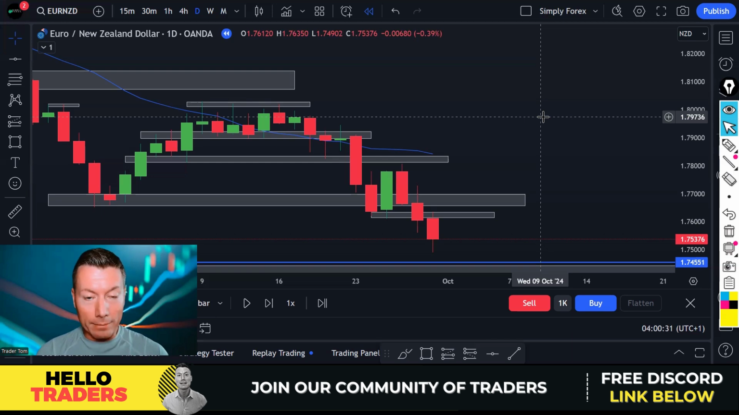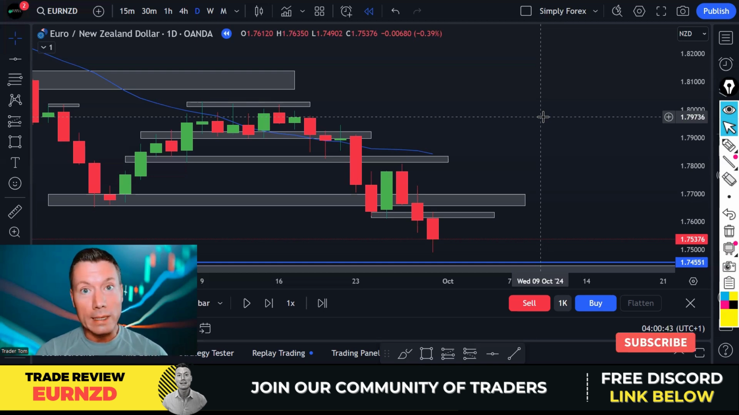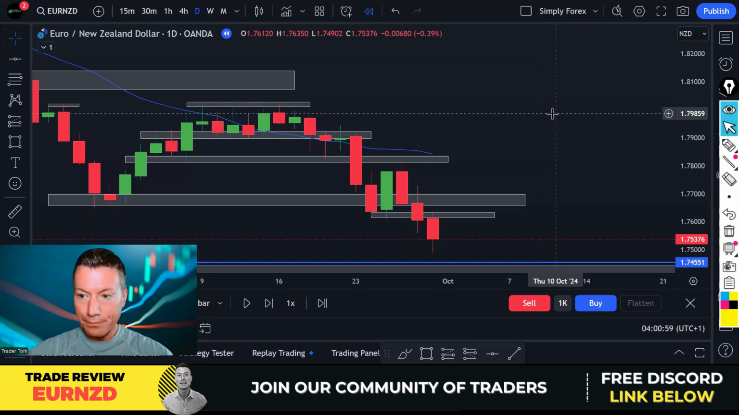But before that, guys, right, I want to show you this trade that I took on Euro New Zealand dollar. And it is so important that you trade what you see, manage your trade in order to maximize profit and minimize losses, right? It's so important that you do this, guys. And I'm going to show you a perfect example with Euro New Zealand dollar.